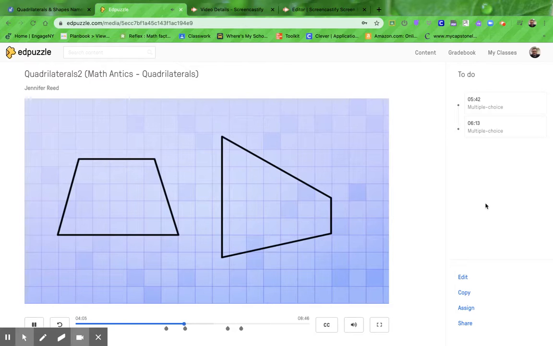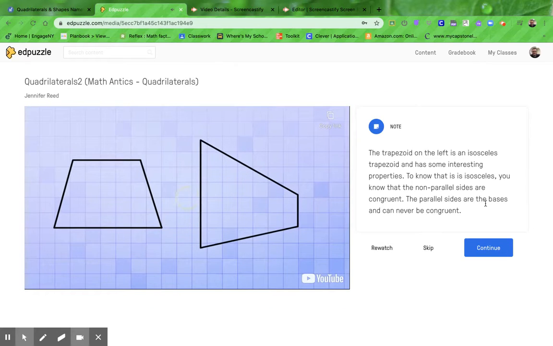Here are a couple more examples of trapezoids. Here we're noting that the trapezoid on the left is an isosceles trapezoid and has some interesting properties. Just like an isosceles triangle, two of its sides are equal.